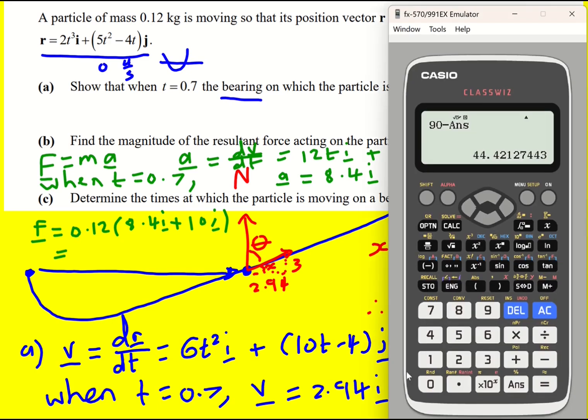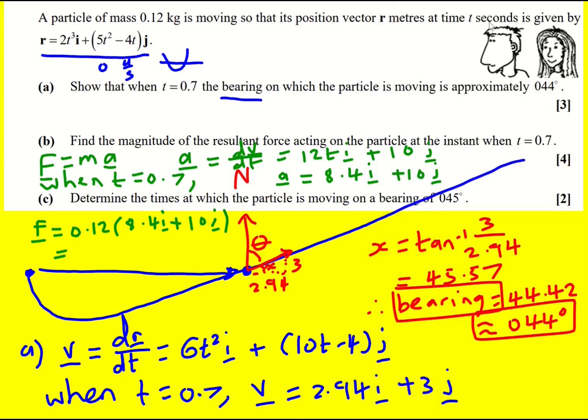I'm going to multiply through. I could find the magnitude of the acceleration and times that by m. That would also work, but I think I prefer doing it this way. So 1.008 i plus 1.2 j. Sorry, I've not quite left enough room. I'm trying to fit it all onto one screen.